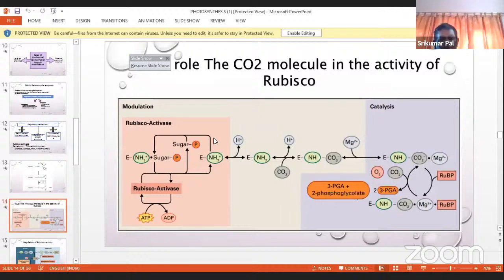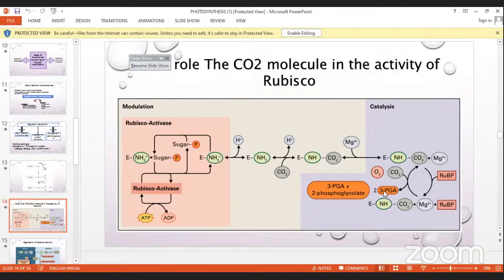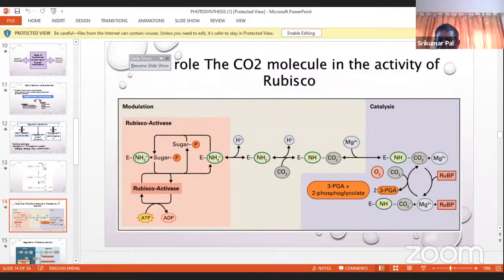So here you just see this is the epsilon amino group of the lysine residue of Rubisco. Then a proton is removed and carbon dioxide enters. It forms the carbamoyl derivative. Then magnesium binds, and it forms this ternary complex. This ternary complex has two substrates of Rubisco: one is carbon dioxide, another is RuBP. So this carbon dioxide reacts with this RuBP to form two molecules of 3-phosphoglycerate.